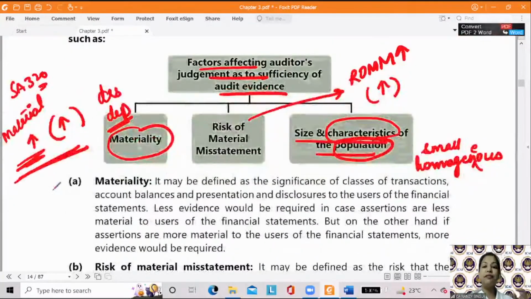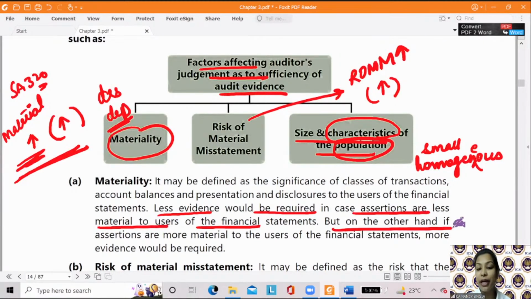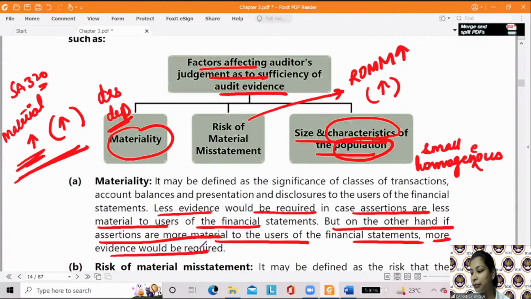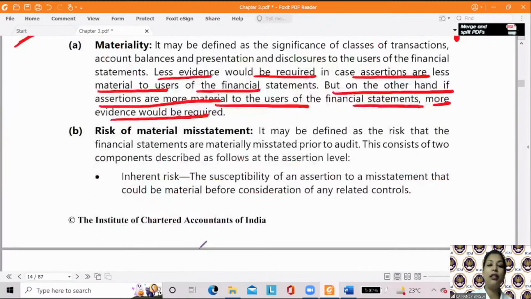So we are saying that sufficiency is a matter of professional judgment of the auditor, and there are various factors that affect the auditor's judgment as to sufficiency of audit evidence, like materiality. Less audit evidence would be required in case assertions are less material to the users of financial statements. But on the other hand, if assertions are more material to the users of financial statements, more evidence would be required. Simple. Risk of material misstatement.